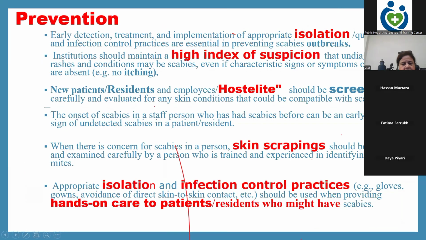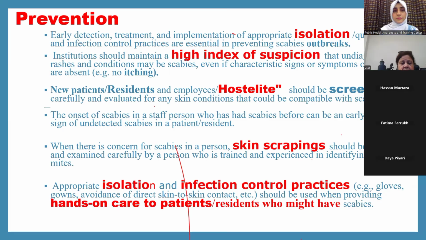Prevention, early detection and treatment, and implementation of appropriate isolation, quarantine, and infection control practices are essential in preventing scabies outbreaks. Institutions should maintain a high index of suspicion that undiagnosed skin rashes and conditions may be scabies, even if characteristic signs or symptoms of scabies are absent, such as no itching. New patients, residents, or employees of hospitals should be screened thoroughly, carefully, and evaluated for any skin conditions that could be compatible with scabies.